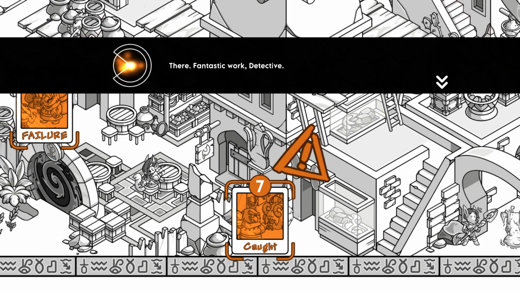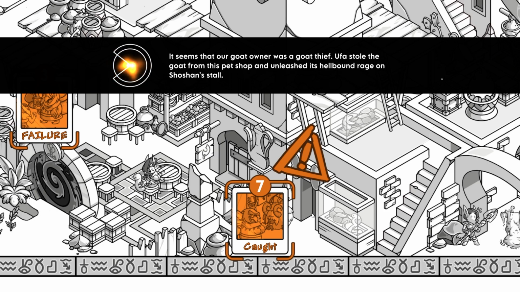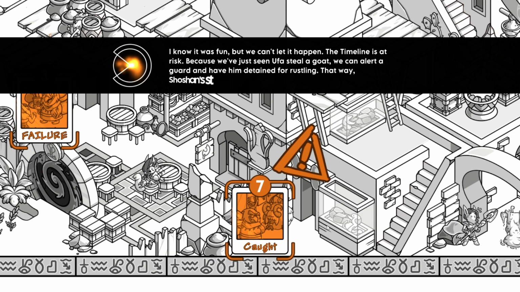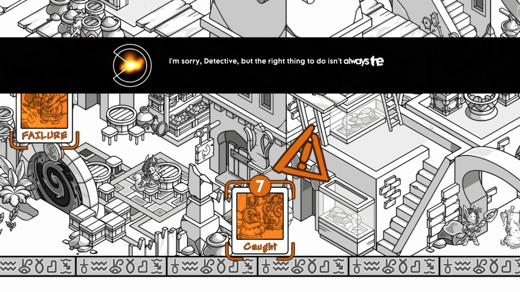There, fantastic work, Detective. It seems that our goat owner was a goat thief. Ufa stole the goat from this pet shop and unleashed its hell-bound rage on Shoshan's stall. I know it was fun, but we can't let it happen. The timeline is at risk. Because we've just seen Ufa steal a goat, we can alert a guard and have him detained for wrestling. That way, Shoshan's stall and fortune will be safe. I'm sorry, Detective, but the right thing to do isn't always the easiest one.